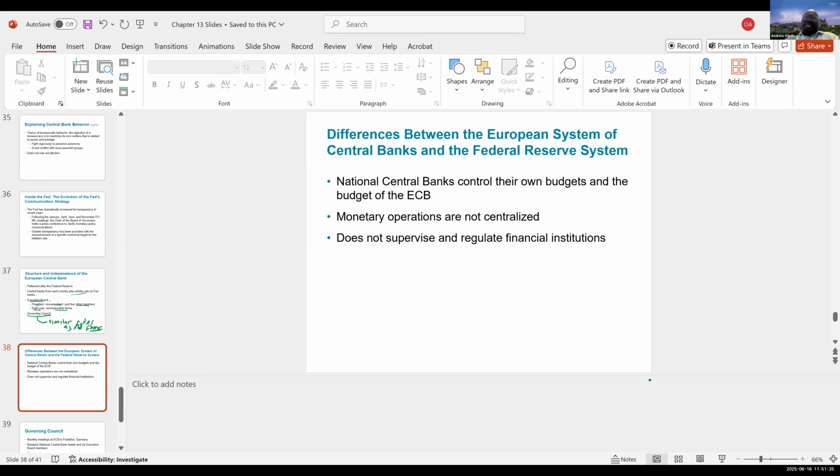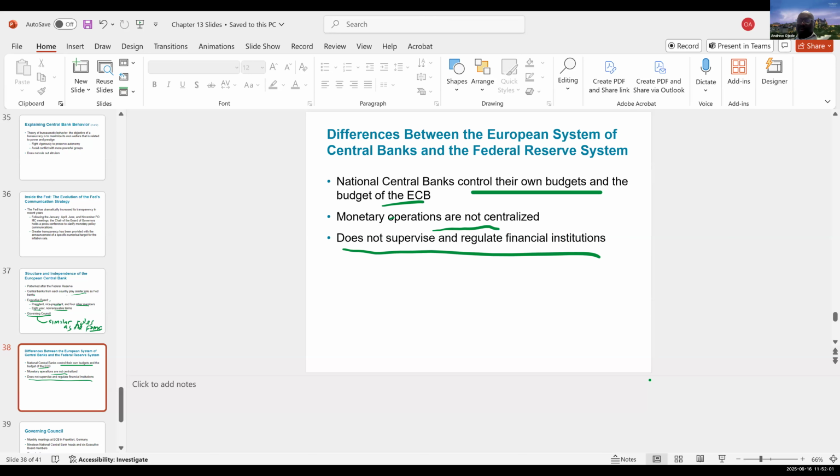And so there are some differences between the European Central Bank system of central banks and the Federal Reserve system. National central banks control their own budgets in Europe, and the budget of the ECB. In the United States, it's the opposite. The Board of Governors controls the budget of the district branches of the Fed. And then monetary policy operations are not centralized in Europe. They're more decentralized. Okay. And the European Central Bank does not supervise and regulate banks in Europe. They leave the issues of regulation to individual member countries.